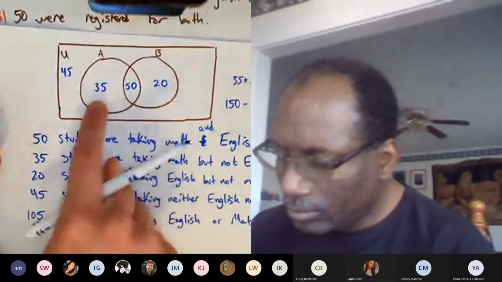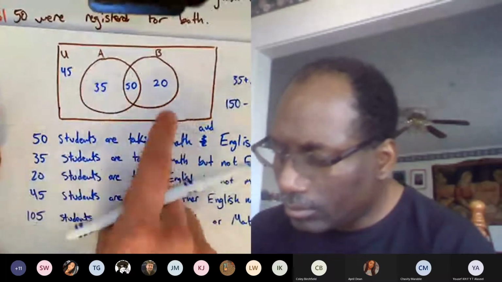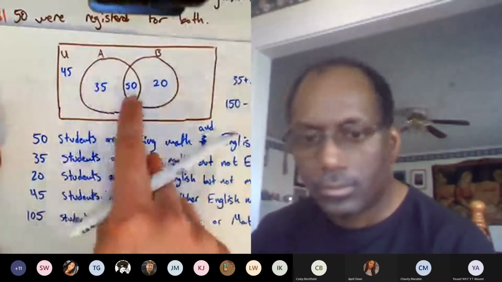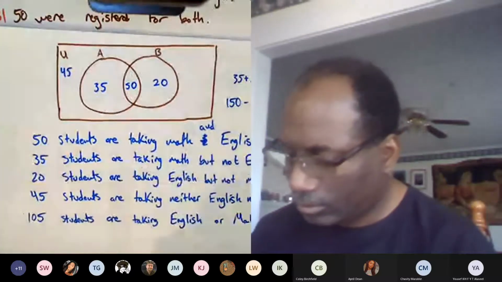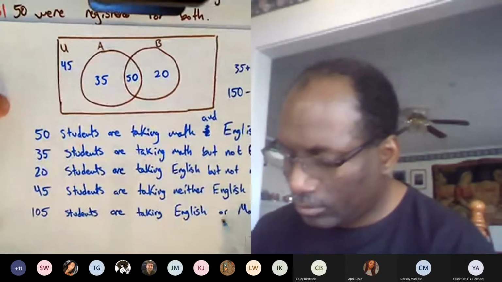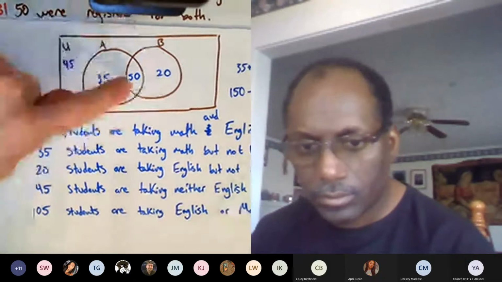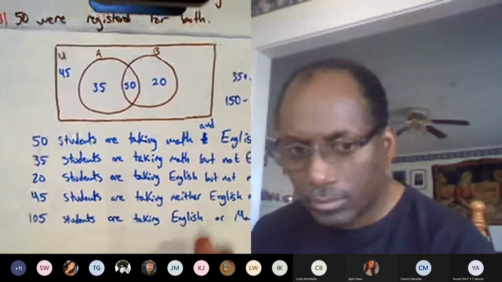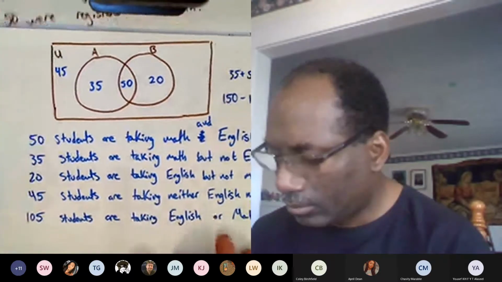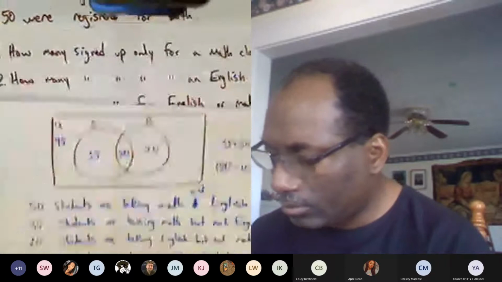That 105 is the union, right? A union B. All of them together, A union B. And remember that if you interpret a union in words, the key word is or. They're either here or there, or in the intersection. Good. So now we've probably answered every single question that was posed back here.